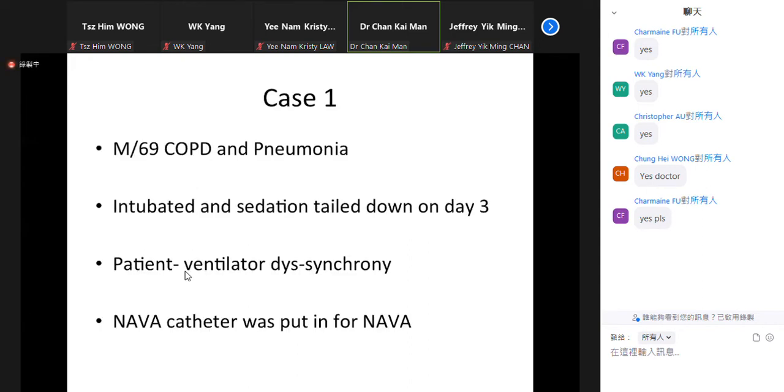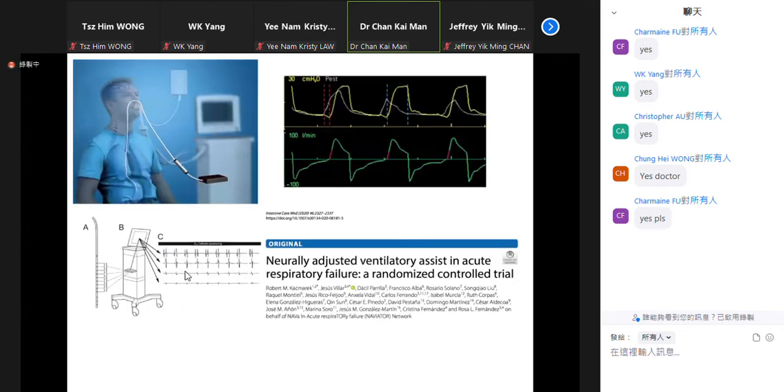So case one is a 69 years old COPD pneumonia, intubated and sedated, and the sedation was tailed down on day 3, and the patient has experienced patient ventilator desynchrony, and because of that, we have put in a NAVA catheter for NAVA ventilation. For your information, NAVA is called neuroventilatory assist, neurally adjusted ventilator assist.